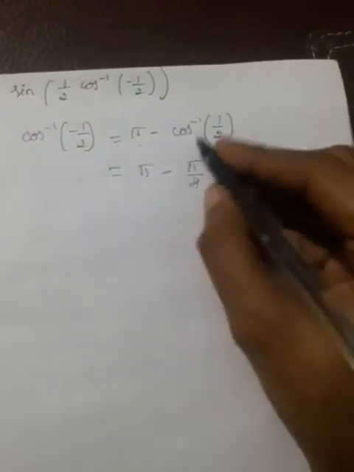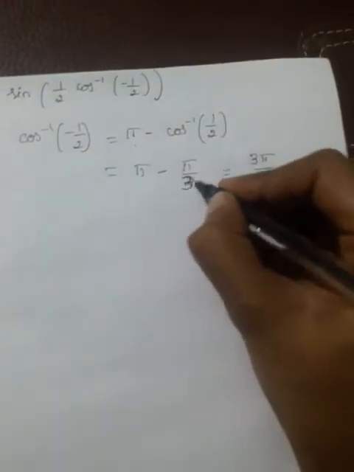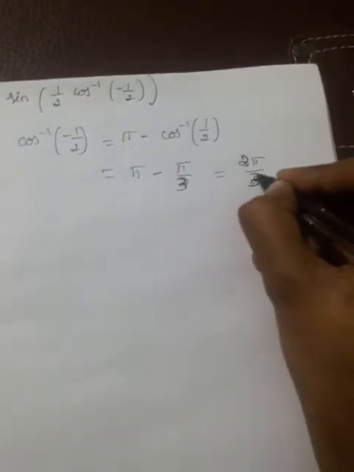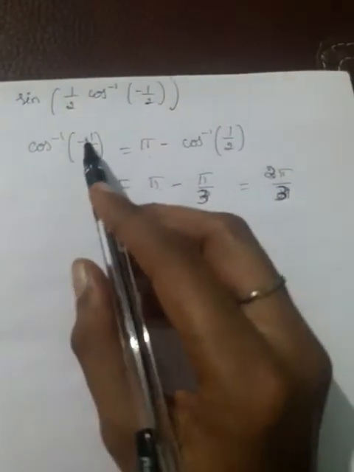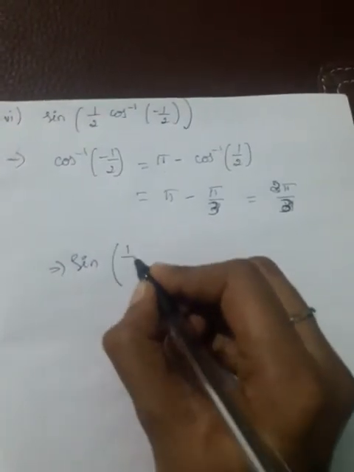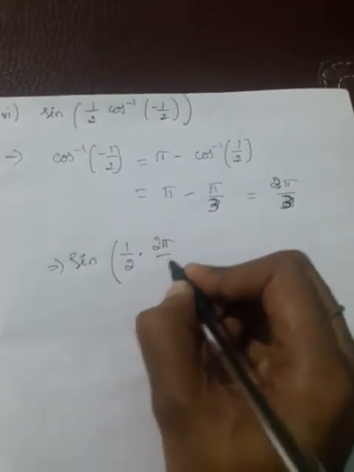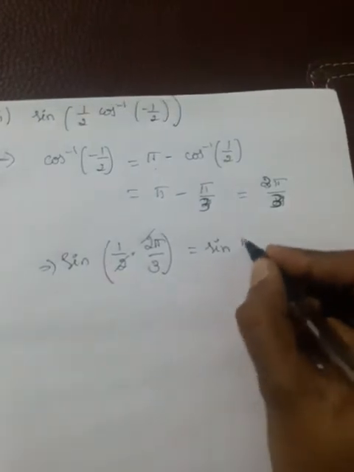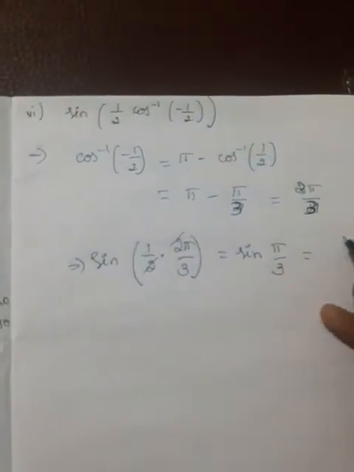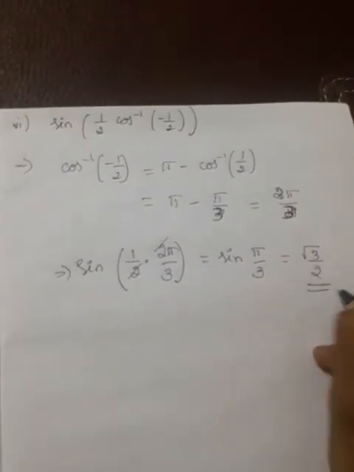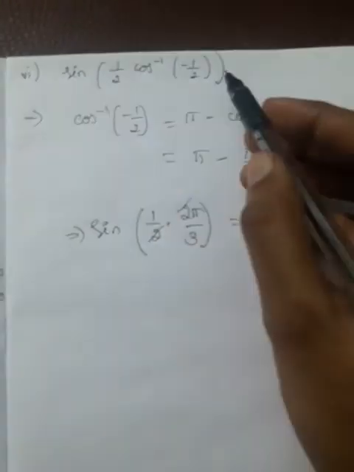Sorry, cos inverse of 1 by 2 means this is 60, pi by 3. So pi minus pi by 3, 3 minus 1, 2 pi by 3. Cos inverse of minus 1 by 2 value is 2 pi by 3. Substitute here, that implies sine of 1 by 2 into 2 pi by 3. 2 gets cancelled. This is equal to sine of pi by 3. Sine of pi by 3 value we know, that is sine 60 is equal to root 3 by 2.